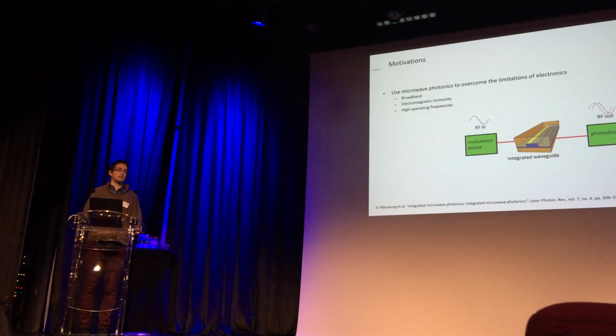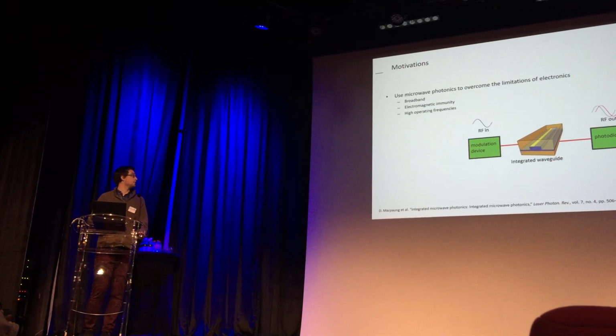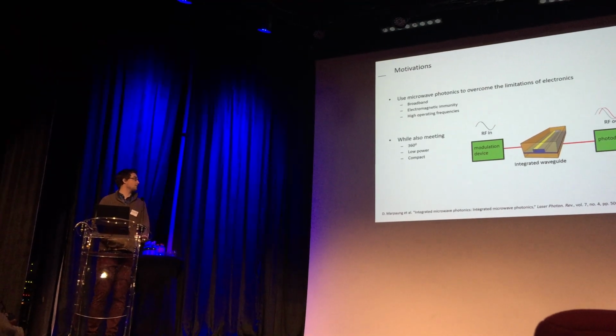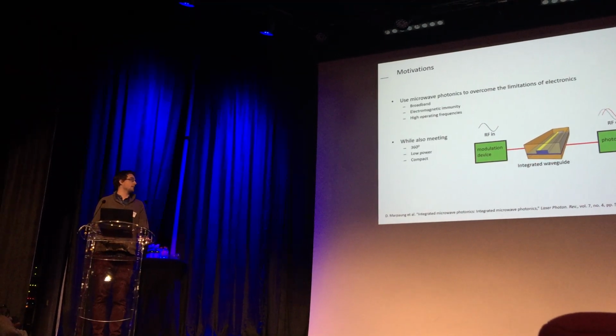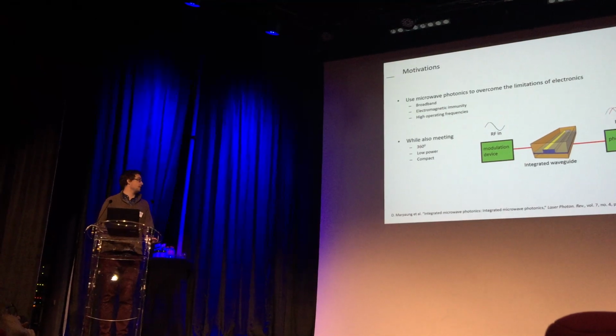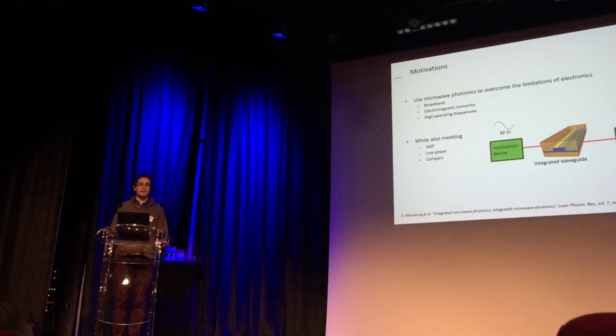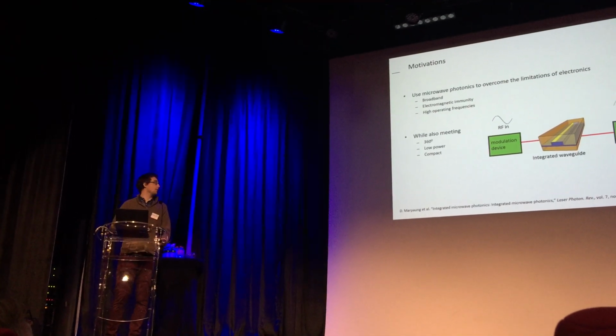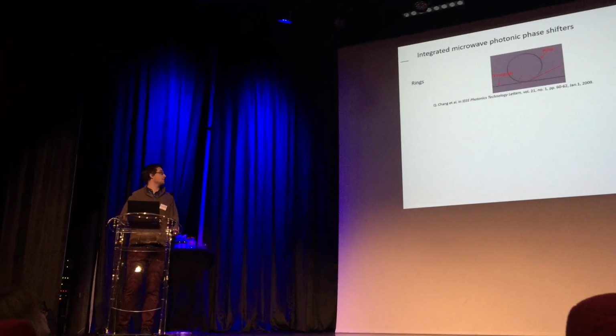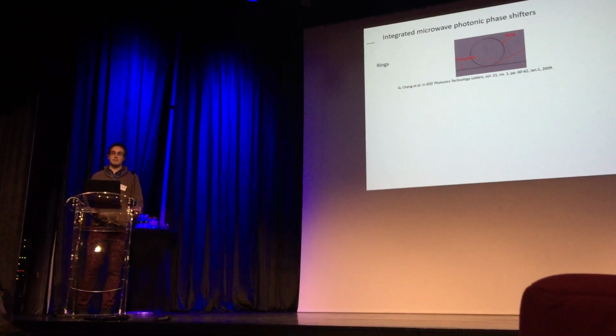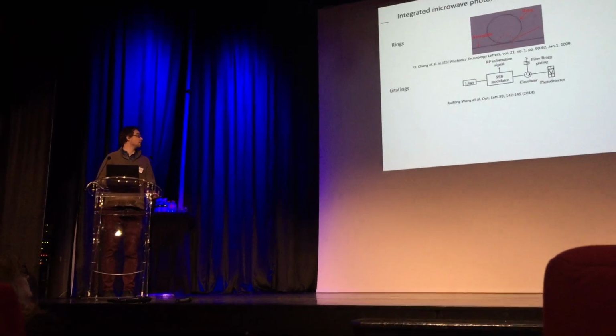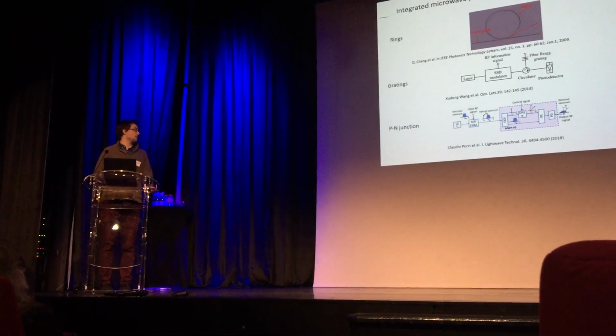But we also want to maintain a lot of the traditional advantages associated with electronic phase shifters. So those being that it can induce a 360-degree phase shift, has low power, and is relatively compact. So there's been lots of really great work in the field of microwave photonics phase shifters in the past, and they've been implemented with everything from rings to gratings, and more recently PN junctions.